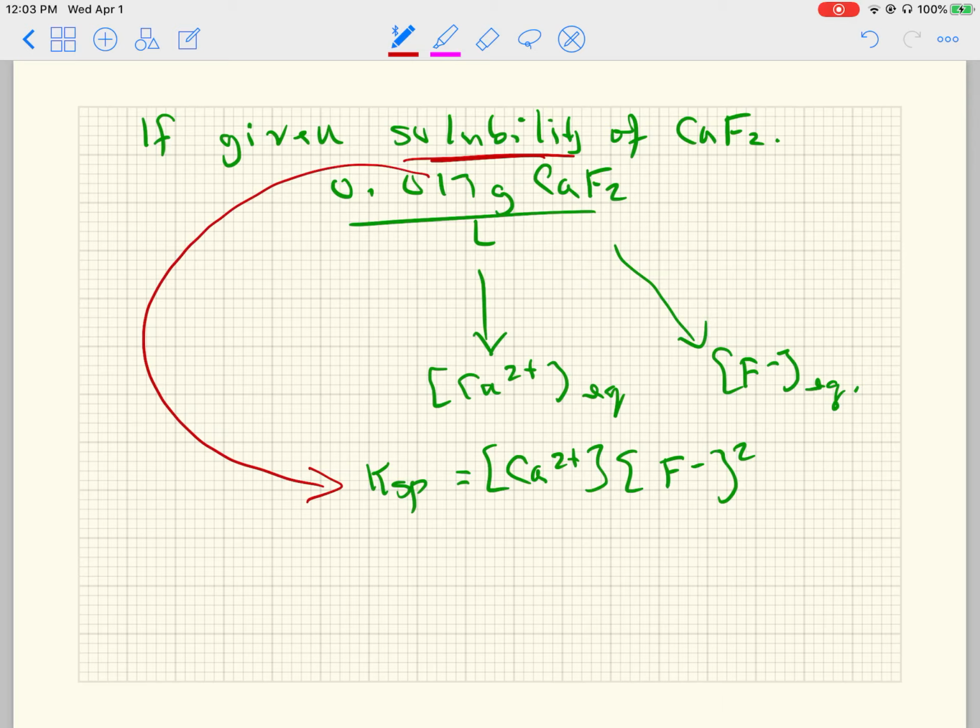You can determine that because we can get from mass of calcium fluoride to moles of calcium fluoride per liter to moles of calcium per liter. And that would be my equilibrium concentration. And likewise, for the fluoride, you could also do the same, and that will get you to KSP.